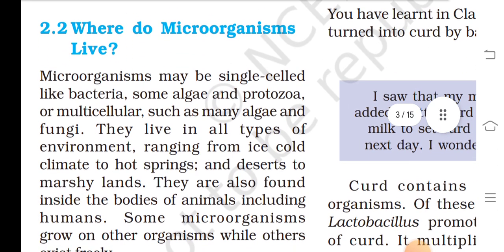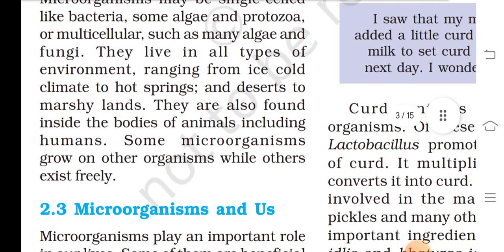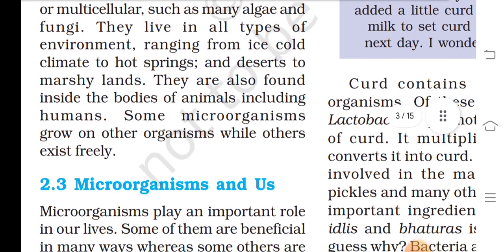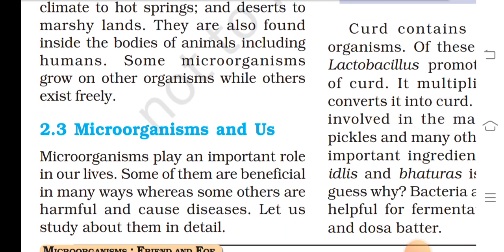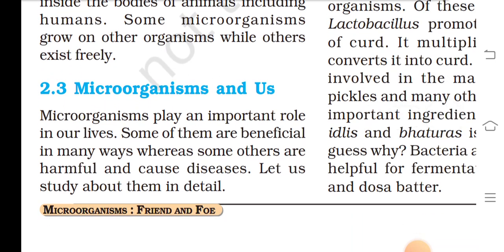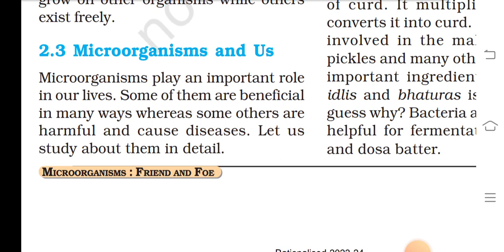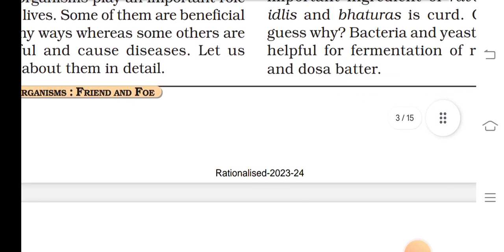Where do microorganisms live? Microorganisms may be single-celled like bacteria, some algae and protozoa, or multicellular such as many algae and fungi. They live in all types of environments, ranging from ice-cold climates to hot springs and deserts to marshy land. They are also found inside the bodies of animals, including humans. Some microorganisms grow on other organisms while others exist freely. Microorganisms and us. Microorganisms play an important role in our lives. Some of them are beneficial in many ways, whereas some others are harmful and cause diseases. Let us study about them in detail.